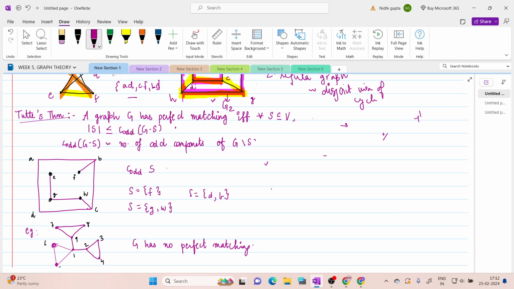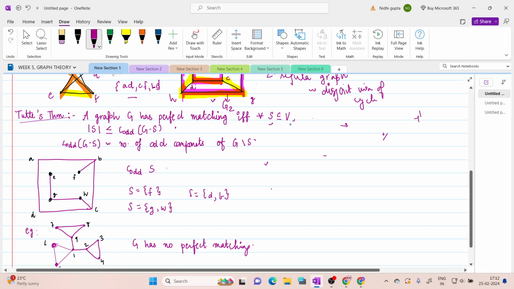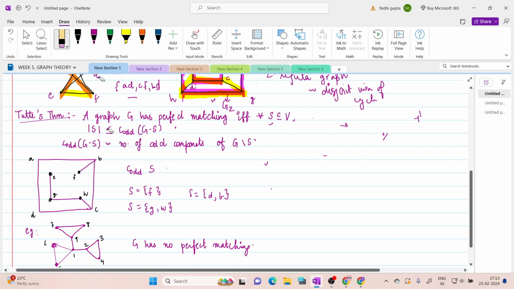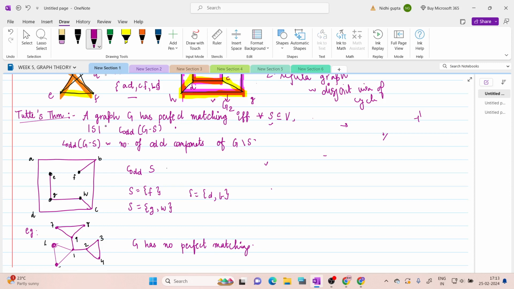perfect matching if and only if we look at any subset S of vertices, and if we remove those vertices from the graph, then in the induced graph that we get, the number of connected odd components should be less than or equal to the order of S. So this is the condition of today's theorem.